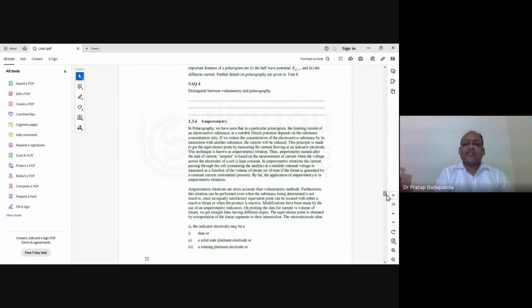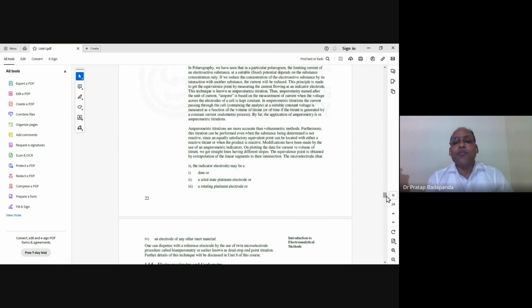If you go through this process, here in polarography we have seen that in the particular polarogram, the limiting current of the electroactive substance at suitable potential depends upon the substance concentration only. But in the amperometric titration, what will happen? Amperometric titrations are more accurate than the voltammetric methods. It is a more accurate method. So remember these things. Furthermore, the titration can be performed even when the substance being determined is not reactive.